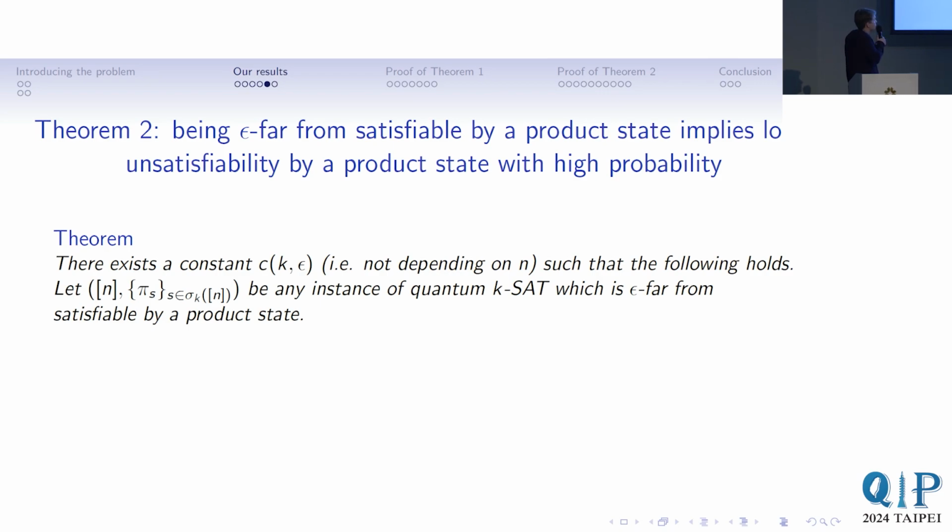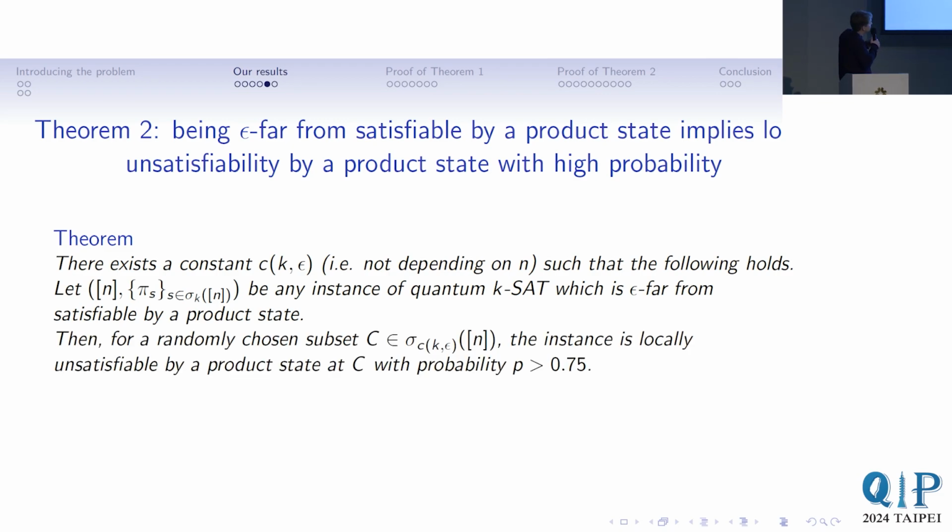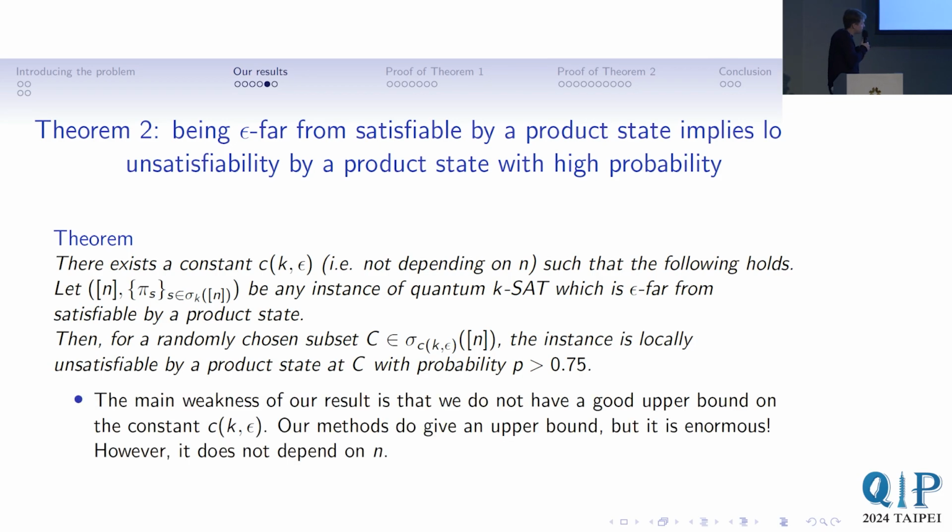So there exists some constant, C_{k,epsilon}, so it only depends on k and epsilon, it doesn't depend on n, such that if you have some instance of quantum K-SAT, which is epsilon far from satisfiable by a product state, and you choose a random subset of this size of the qubits, then the instance will be locally unsatisfiable by a product state with high probability. The weakness of our result is that we don't have a good upper bound on this constant. We do have an upper bound, but it's enormous. But the point is it doesn't depend on n, which from the point of view of complexity is all we need.